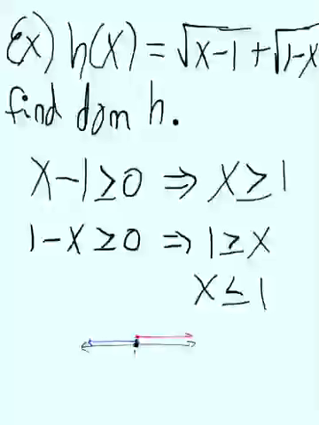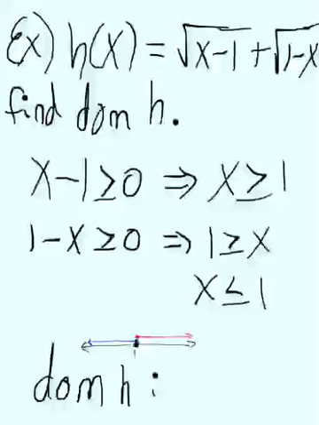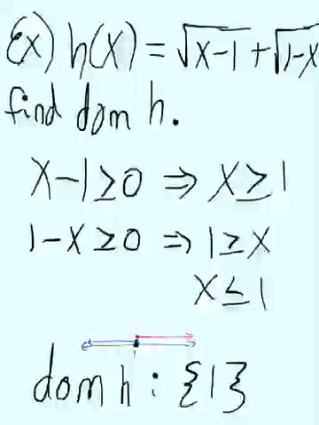And in this case, that would be where? Where are both those inequalities true? Only when x is 1. So therefore, the domain of our function isn't too interesting this time. The domain of h is just a set containing the number 1. Nothing else works. This function will only give a valid answer when x is equal to 1. Otherwise, it will produce a non-real answer.